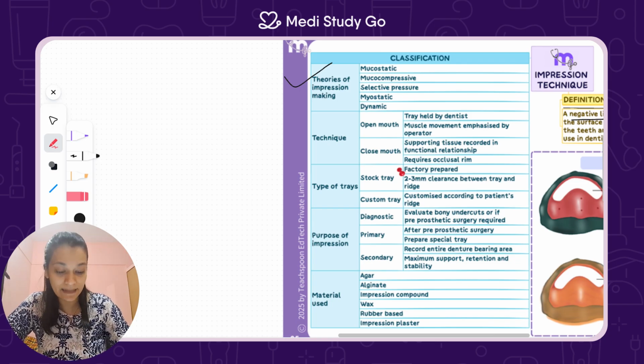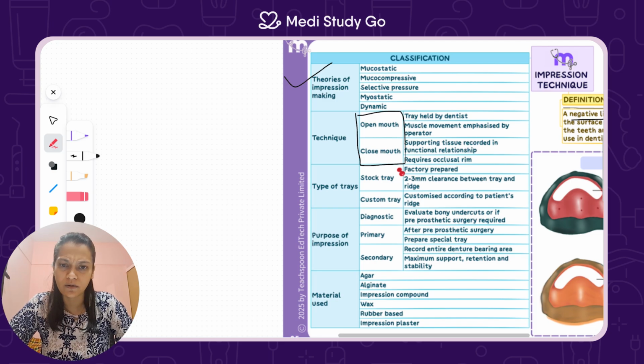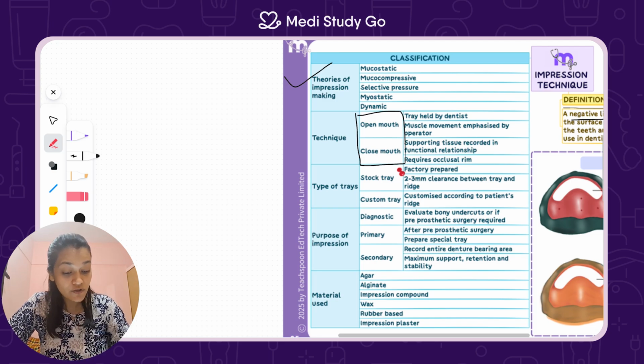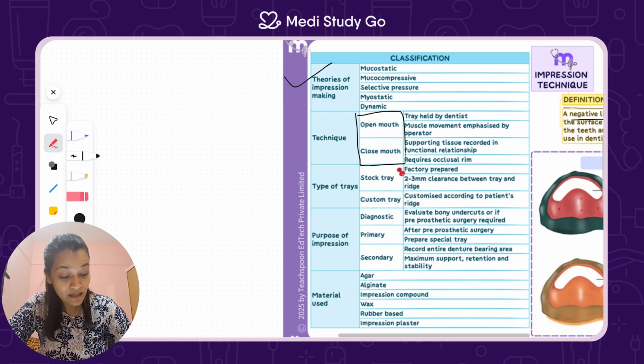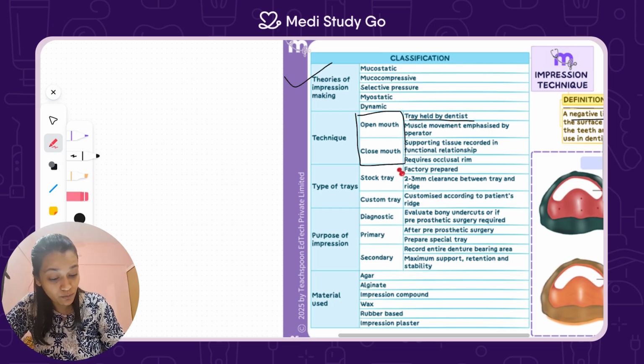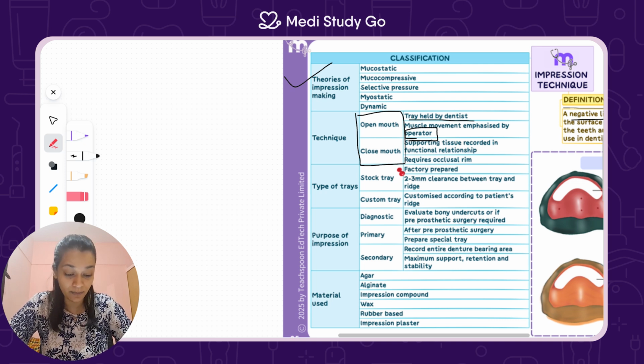Now moving on to the technique. Technique can either be open mouth or closed mouth. So what is meant by this? Open mouth means that the dentist is holding the tray in the oral cavity. It is not held by closing the mouth of the patient. So that would be done by the dentist. The muscle movement will be emphasized by the operator. So we are exerting the pressure, correct? It is not the patient's own forces that are coming into picture.